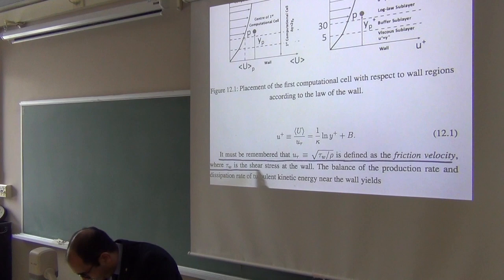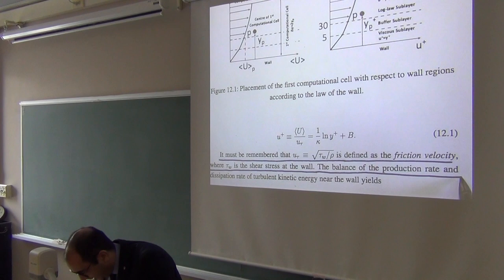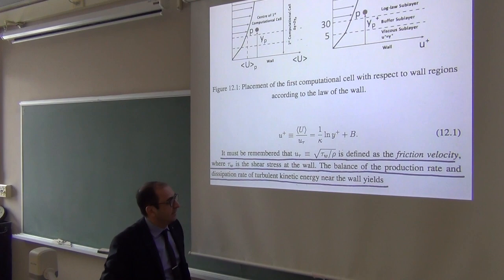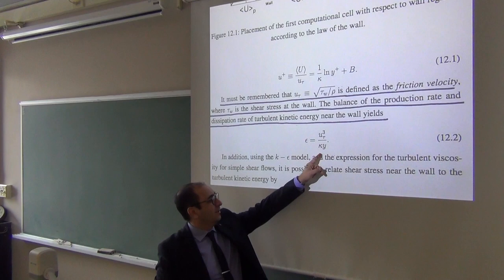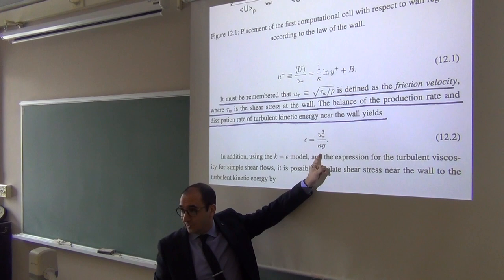The balance of the production rate and dissipation rate of the turbulent kinetic energy near the wall is given by this. And this might seem familiar, right? Some of you attempted to show this in the first test, but this is how you use it, where you use it. So it's highly practical, it's using wall functions.